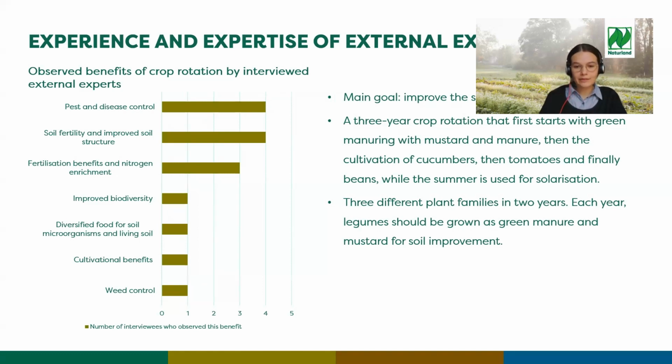So for example, a 3-year crop rotation starts in the first year with mustard as a green manure for soil disinfection, and then the application of cattle manure. Afterwards, first cucumber and then tomatoes could be cultivated, and then if needed, this summer can be used for soil solarization. And another expert explained the optimal crop rotation would consist of 3 different plant families in 2 years. And furthermore, each year there should be at least 1 legume used as green manure, and at least 1 time a year also field mustard for soil improvement and disinfection.